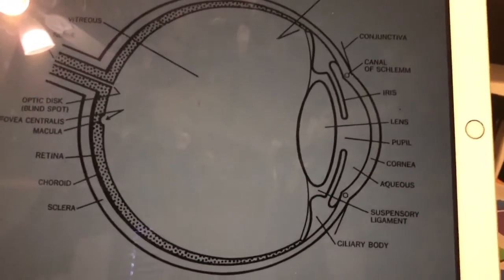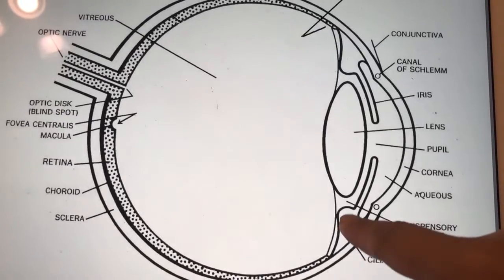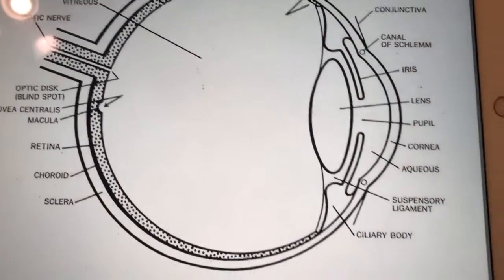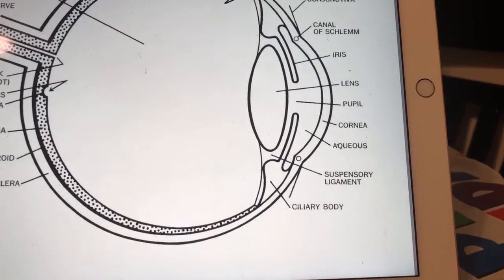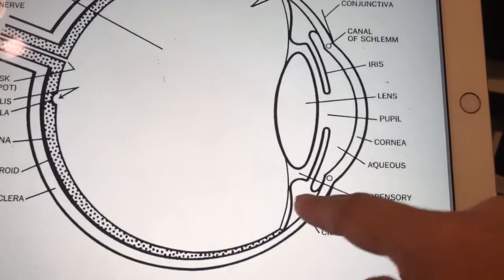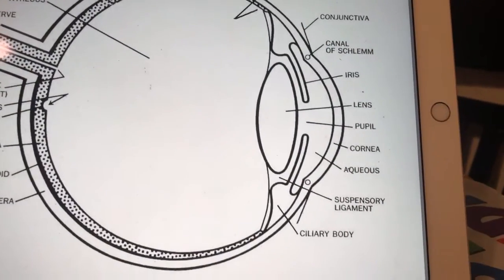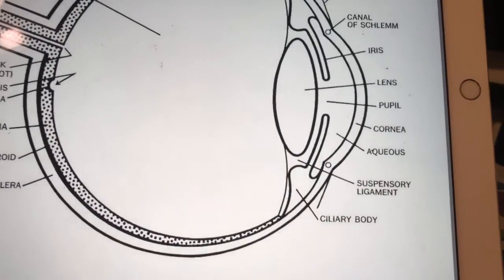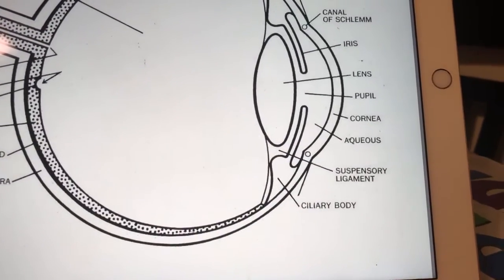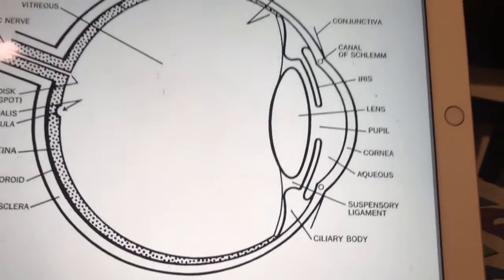The next part is the ciliary muscle, which is this part here, the muscles that control the focusing accommodation of the eye by causing the lens to change shape. It's kind of connected to the iris as well. The suspensory ligament, which is this part here, is made of long, thin fibers which connect the crystalline lens to the ring of the ciliary muscles.